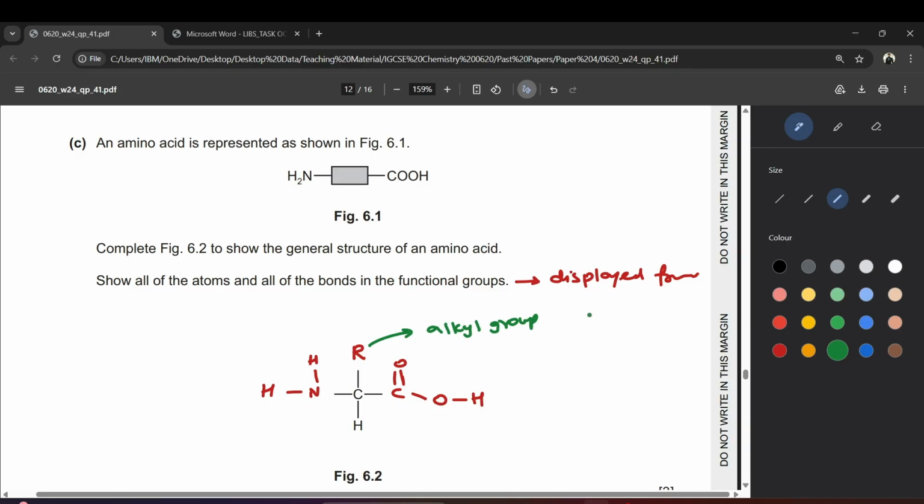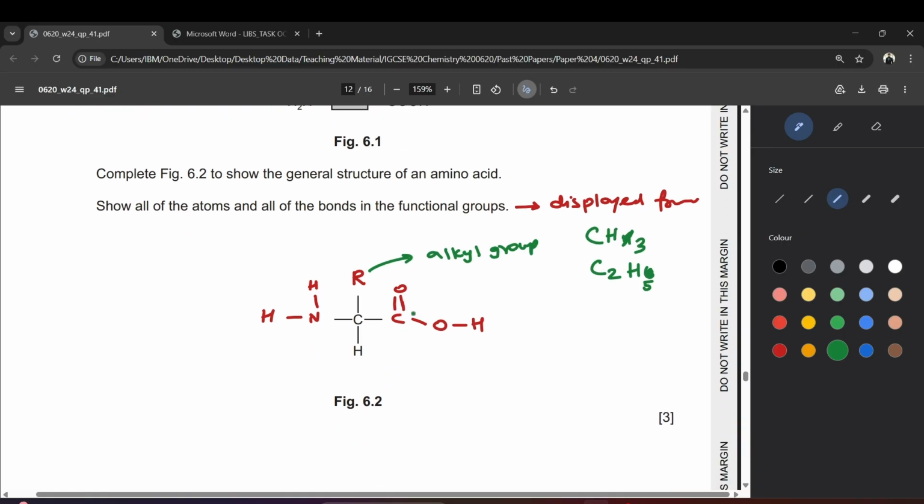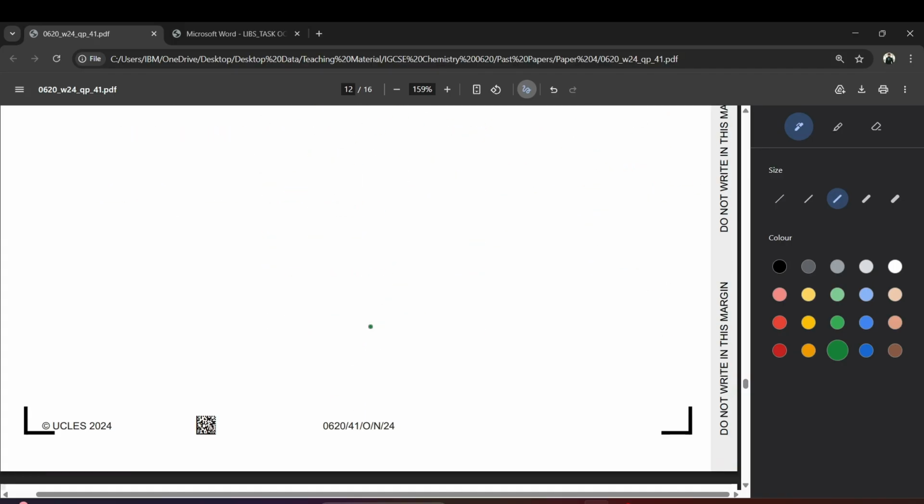An alkyl group could be, let's say that you have methane. Just remove one hydrogen, you'll be left with CH3. That is methyl group. If you have ethane, remove one hydrogen, so you're left with C2H5. This is ethyl group, and so on. So these are basically represented by R. This is the general structure of an amino acid. Here make sure that you have represented all of the bonds and all the atoms clearly.